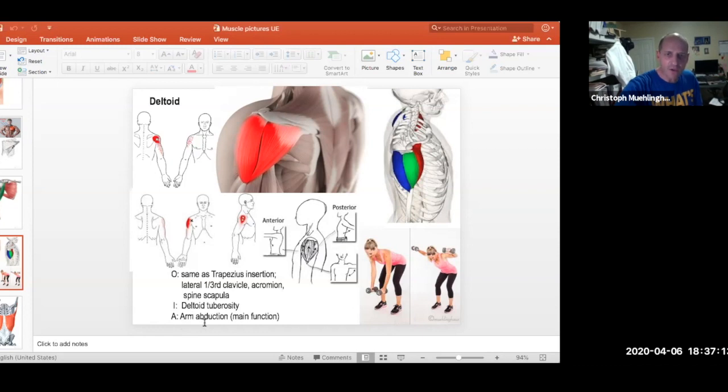And so you do that action right here. It says arm abduction. The abduction is the main one, but the forward motion also involves it. And you can feel it because that muscle goes around.